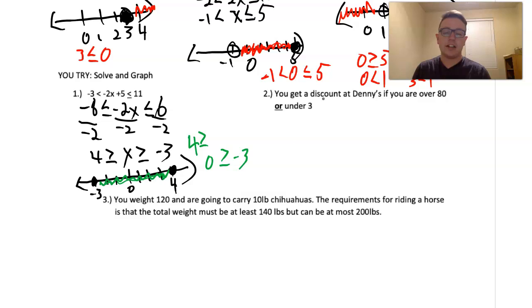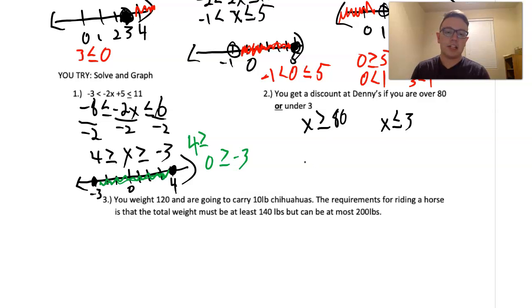Now we're going to try to do this one. You're going to have to come up with an inequality first and then make the graph. For this one, we get a discount if we're over 80, so our age has to be greater than or equal to 80, or our age has to be underneath 3, so it has to be less than or equal to 3. These equal to's are debatable. If you didn't put those down, you're all good.